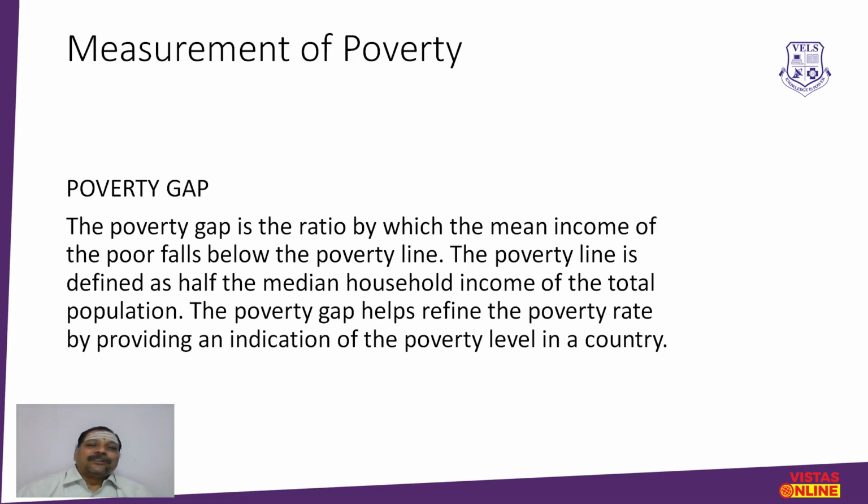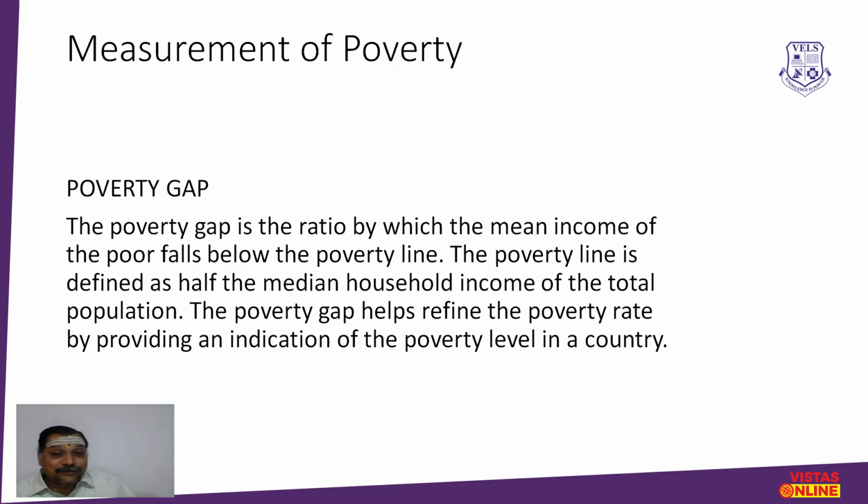The second tool we have is the poverty gap. The poverty gap is nothing but a ratio by which the mean income of the poor falls below the level of poverty, which we call the poverty line. When we calculate a particular level of income, that is the poverty line, those who have less than that are called people under poverty. That particular ratio we call the poverty gap. This poverty line is defined as half of the median household income of the total population. It's the easiest method: with the total population, we calculate half the median income of the household.